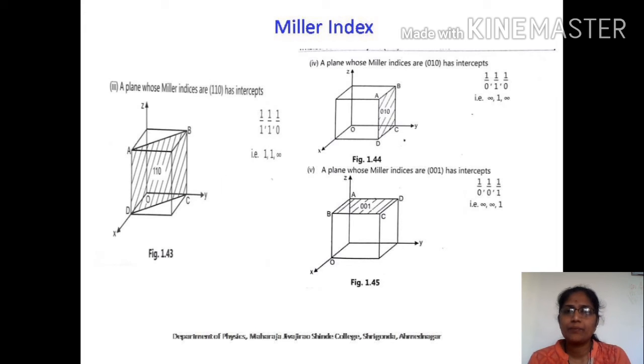The next example is a plane whose Miller indices are 0, 1, 0. It is clear from this that the given plane will intercept only the y-axis and it will be parallel to the x and z-axis. We have to draw such a plane. So let's find the intercepts.